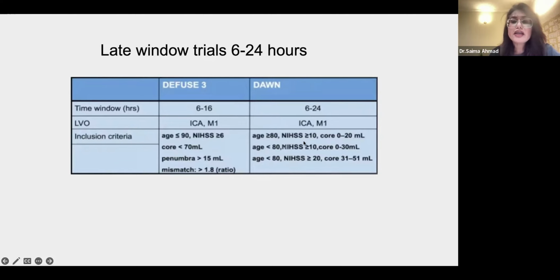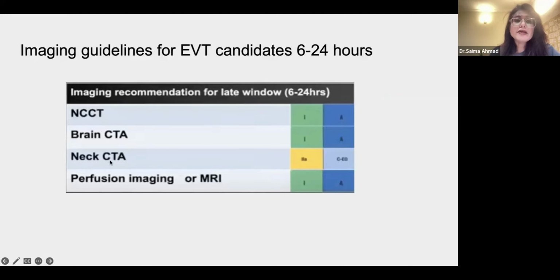As far as DAWN is concerned, there is a complicated method of patient selection. Both of these were completed a few years back. So the imaging guidelines for the EVT candidates between 6 to 24 hours from the American Heart Association: non-contrast CT, brain CTA, level 1 evidence, neck CTA can be done for the arch, perfusion imaging or MRI that should be done if the patient comes within the 6 to 24 hours. This is also level 1 evidence.